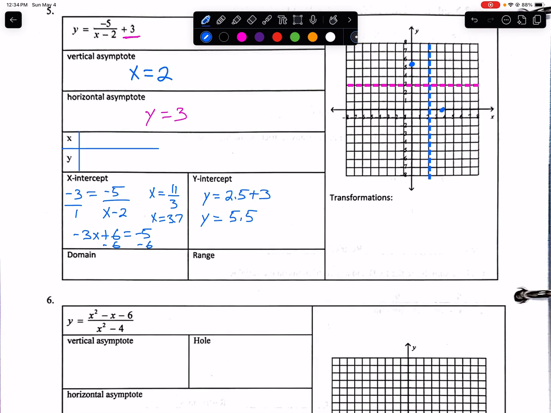Okay, so I'm going to plug in 1 first. So then y equals -5 over 1 minus 2, plus 3. So then -5 over -1. So then 5 plus 3. So it's 8. Yep, perfect. So you plugged in 1 and you got 8. And then you can just draw the rest of that graph, right? So the asymptotes force it to go like that.